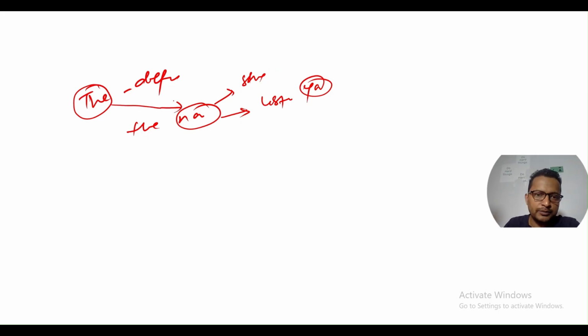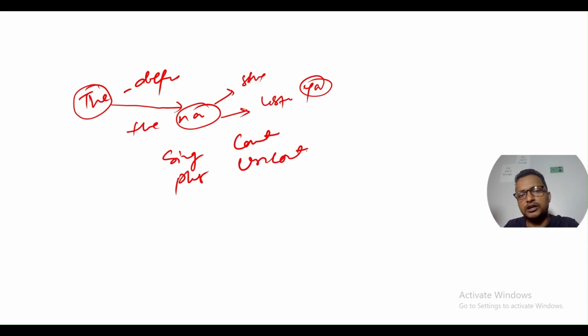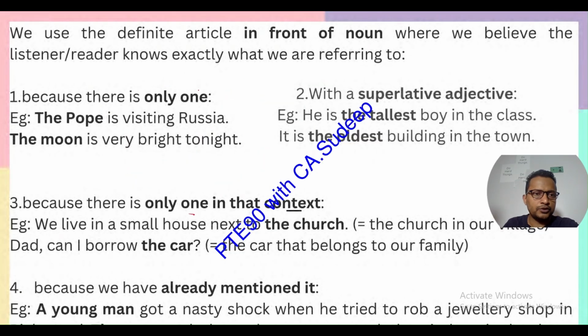And then "the" can be used in front of a singular noun, a plural noun, a countable noun, and an uncountable noun also. Depending upon the context, we can use "the" with any type of noun. So what are the major applications of "the"? Let's go and learn. There are a few rules for when we need to use "the" in front of nouns.